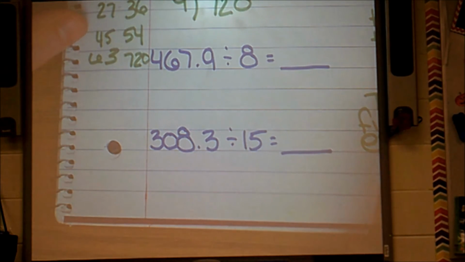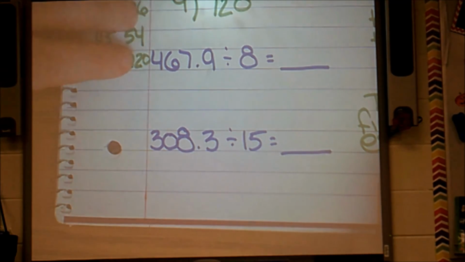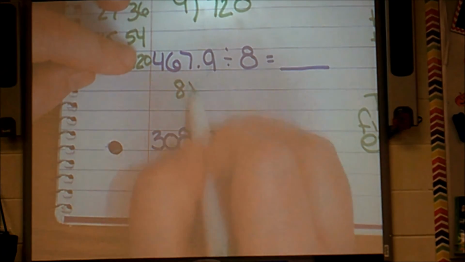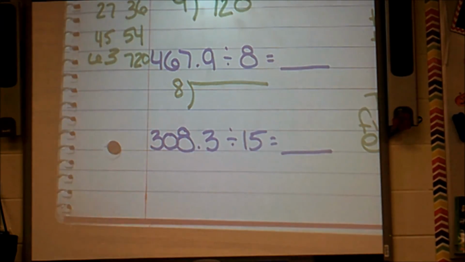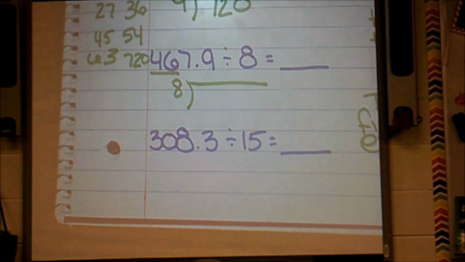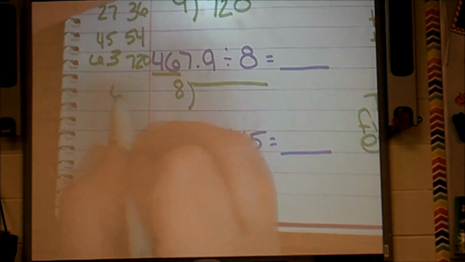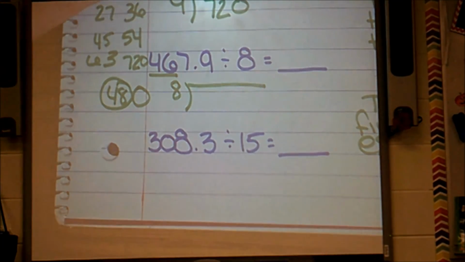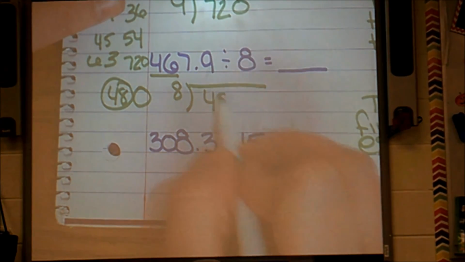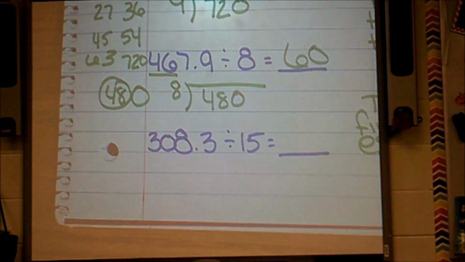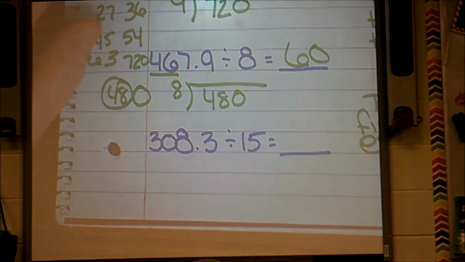A couple more problems. Again, I'm going to leave my 8 alone. And I'm going to find a number that's close to 46, because I can just add a 0. 8, 16, 24, 32, 40, 48. 46 is really close to 48. And then I just add a 0 to make the same place values, giving me a quotient of 60.